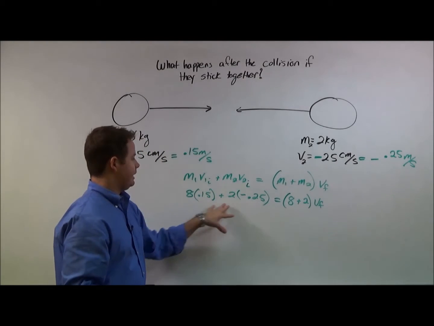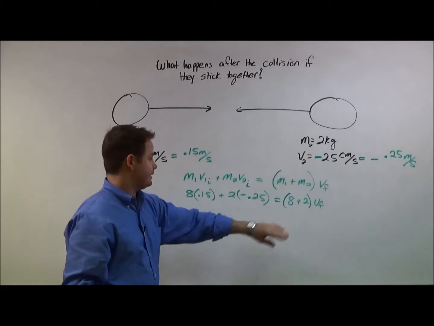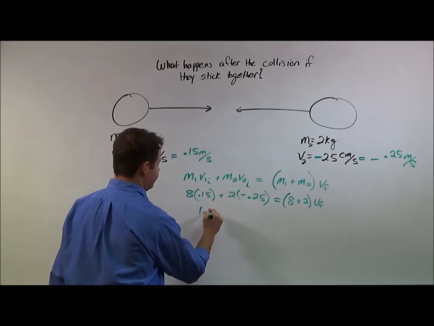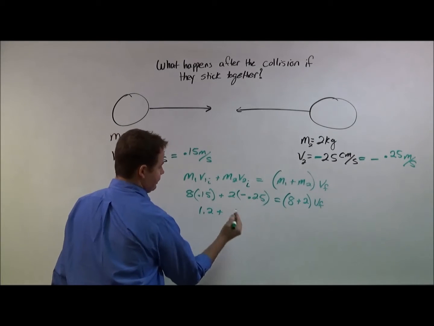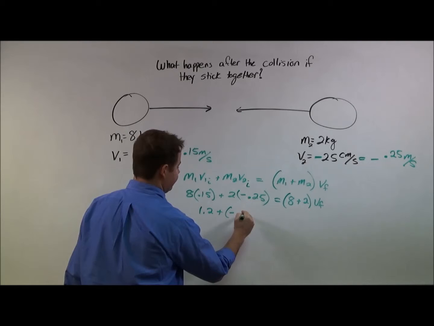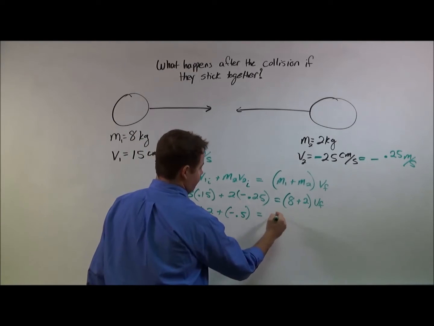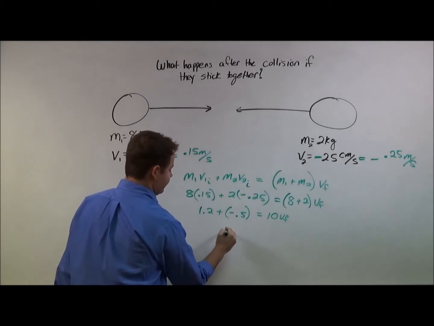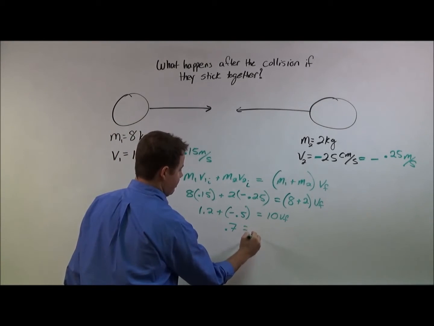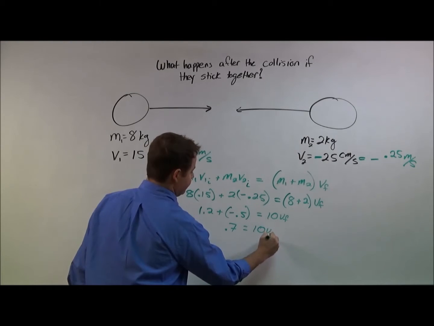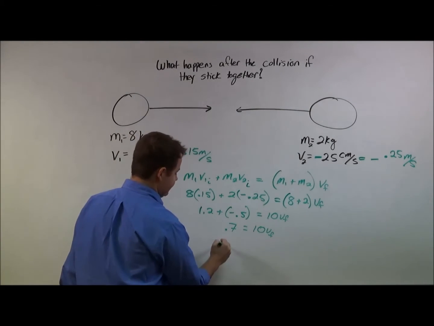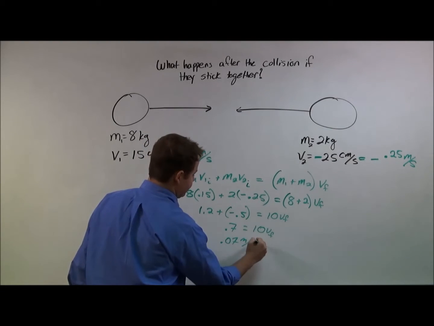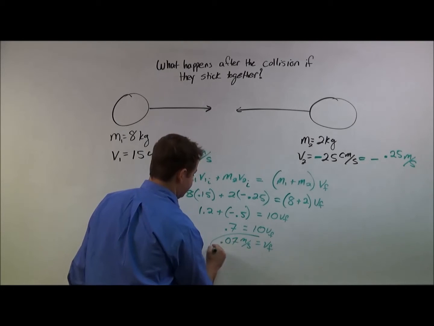And then we're going to go ahead and add these values together and simplify to find out what our final velocity is. 8 times 0.15 will be 1.2. 2 times negative 0.25 will be a negative 0.5. Equals 10 times Vf. When we add these, 1.2 minus 0.5 will give us 0.7. Equals 10 times our final velocity. We divide both sides by 10. That will give us 0.07 meters per second for our final velocity.